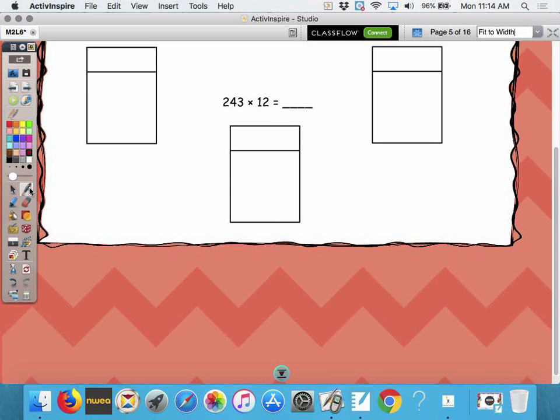What number will I break apart? 12. Okay. What will the 12 break apart into? 10 plus 2. Okay. So that goes on the side. And 243 goes on the top. Then when I get ready to do my standard algorithm, 243 times 12, 243 will be on the top.